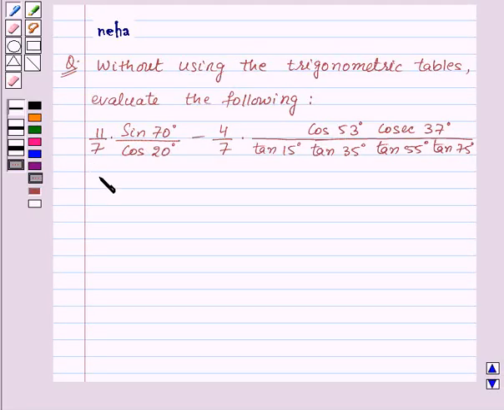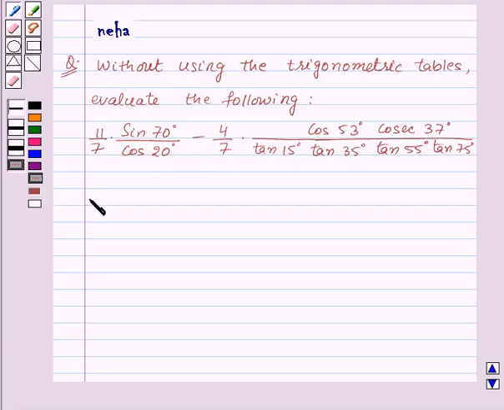Let us discuss the following question, which says, without using the trigonometric tables, evaluate the following: 11 upon 7 into sine 70 degrees upon cos 20 degrees minus 4 upon 7 into cos 53 degrees into cosecant 37 degrees upon tan 15 degrees into tan 35 degrees into tan 55 degrees into tan 75 degrees.